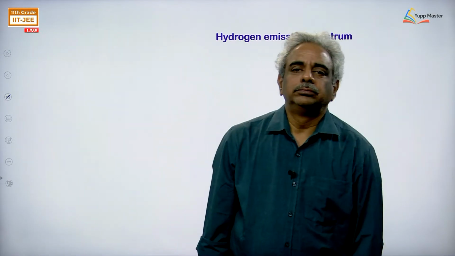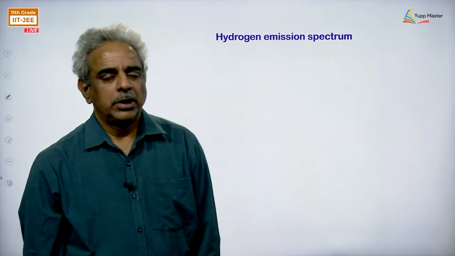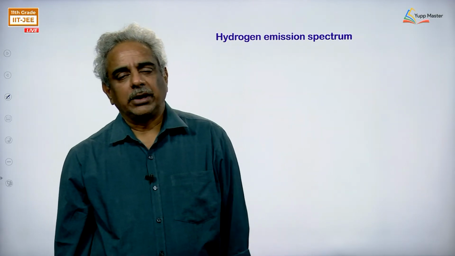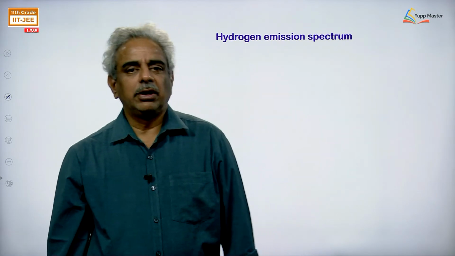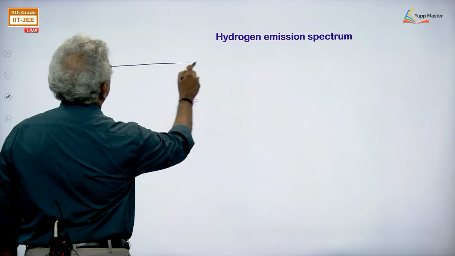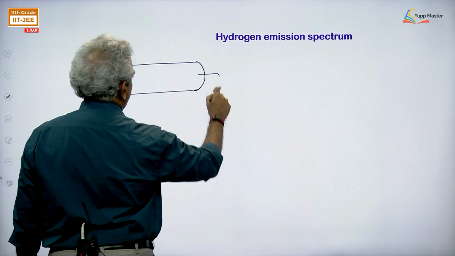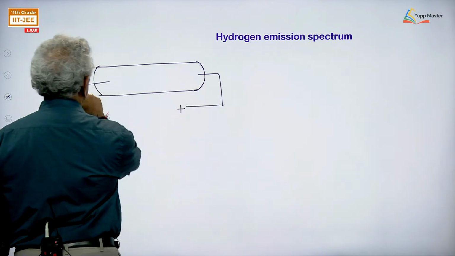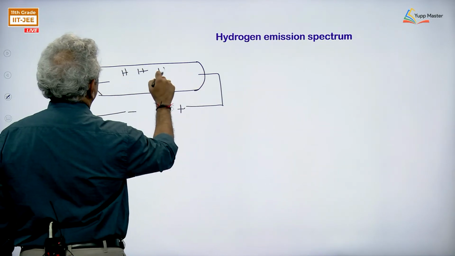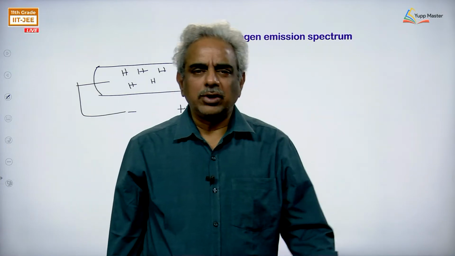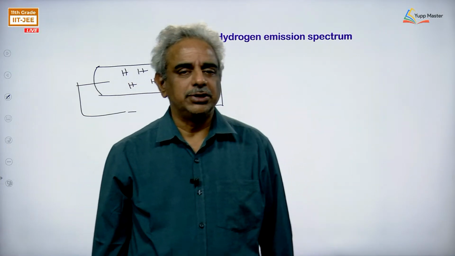Hydrogen emission spectrum. Just now I told you atomic spectra give sharp lines. So, how to get hydrogen spectrum? How to get sodium spectrum? Keep sodium atoms in the discharge tube, then pass voltage, you will get sodium spectrum. If you keep hydrogen atoms in a discharge tube, you will get hydrogen spectrum. So, take a discharge tube, keep hydrogen atoms. If you send hydrogen gas also, it will become atoms because you are applying voltage.